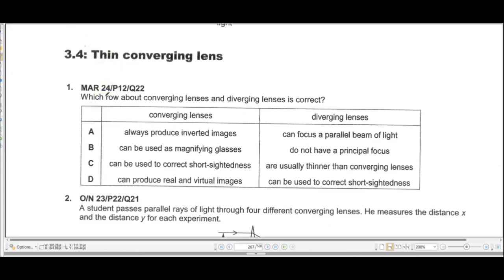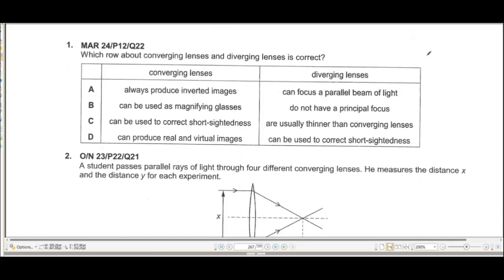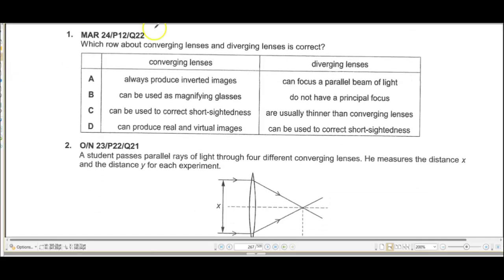So let's begin. Question number 1. Which row about converging lenses and diverging lenses is correct? Converging lenses always produce inverted image. This is not correct. The converging lens can produce inverted as well as upright images. So this is wrong. Converging lenses can be used as magnifying glass. So this is correct. And diverging lenses don't have a principal focus. No, this is not correct. So this option is also not correct. We can cut these two out.